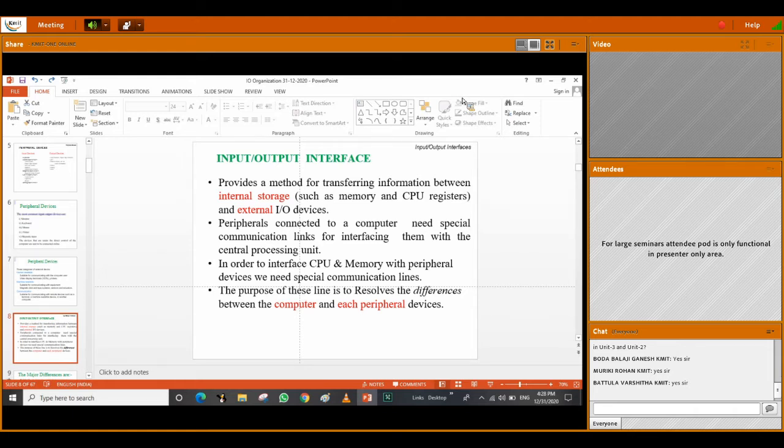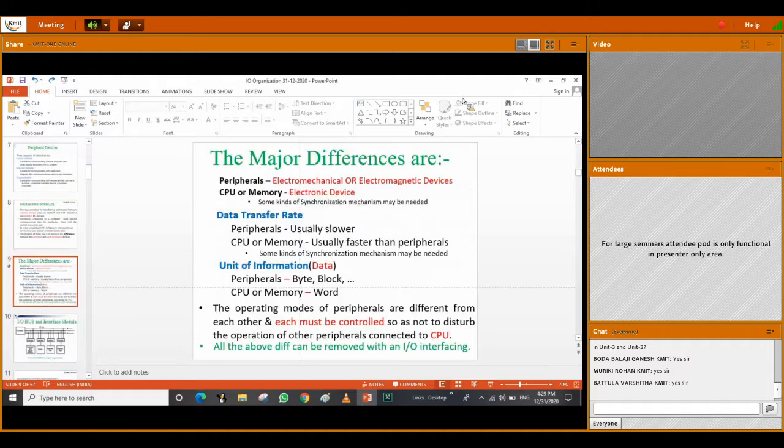In order to interface the CPU and memory with a peripheral device, we need special communication lines. Whenever we connect external devices to the computer, we use lines or wires, which we can call links. The purpose of these special communication lines is to resolve the difference between the computer and each peripheral device. The major difference is in the peripheral device.